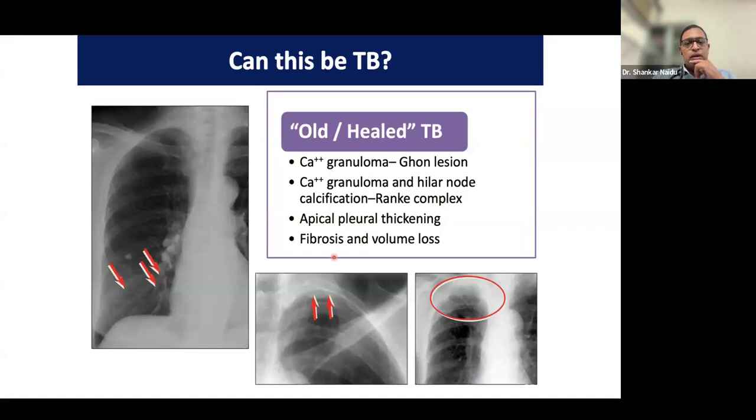So again, these are findings of old healed tuberculosis: calcified granulomas, or calcified granuloma with hilar lymph node, that is a Ranke complex, apical pleural thickening or calcification, and fibrotic changes in the apices and volume loss of the lungs. So these are all post-infective sequelae of previously either treated or untreated tuberculosis.